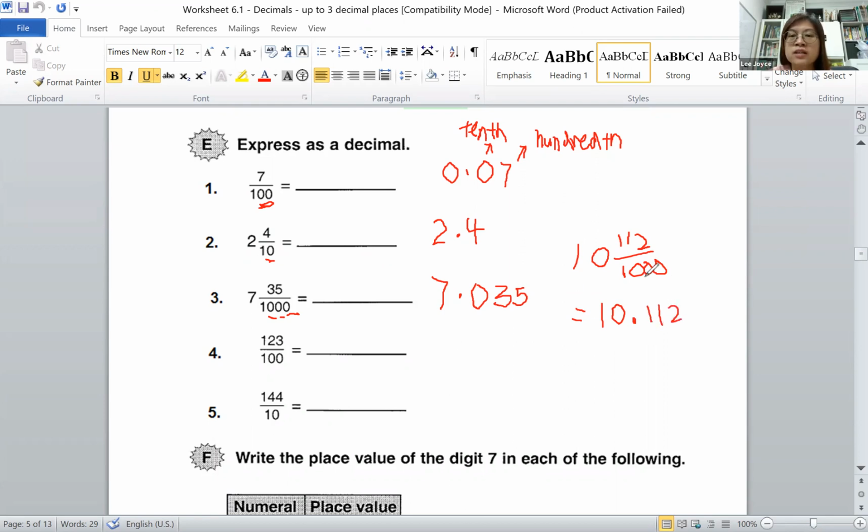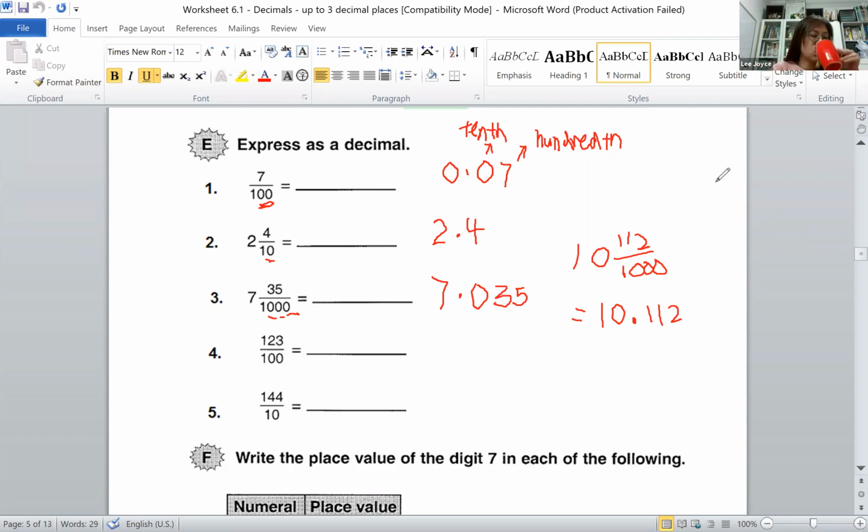Because as I've mentioned, 1,000 has 3 zeros, there must have 3 digits after the decimal point. So here the numerator already shows 3 digits, right? You just put it in as 112. Whereas just now you see this 35 only got 2 digits. So you must put a 035 after the decimal point. Okay, steady, yeah, no problem. Okay, now your turn to try.